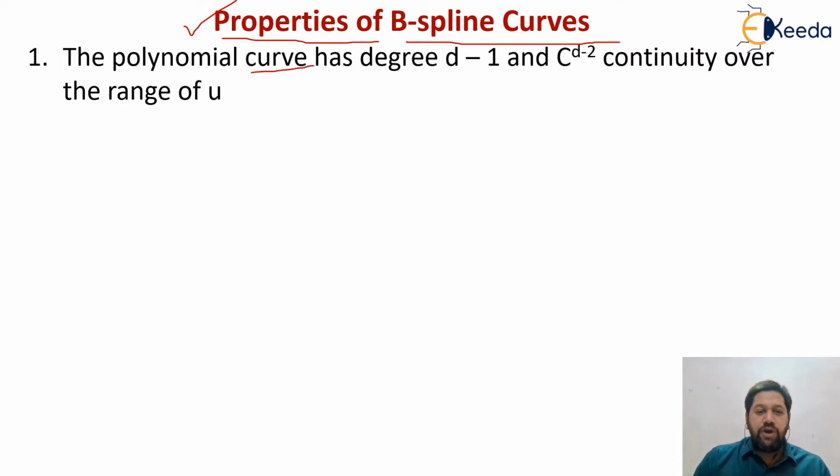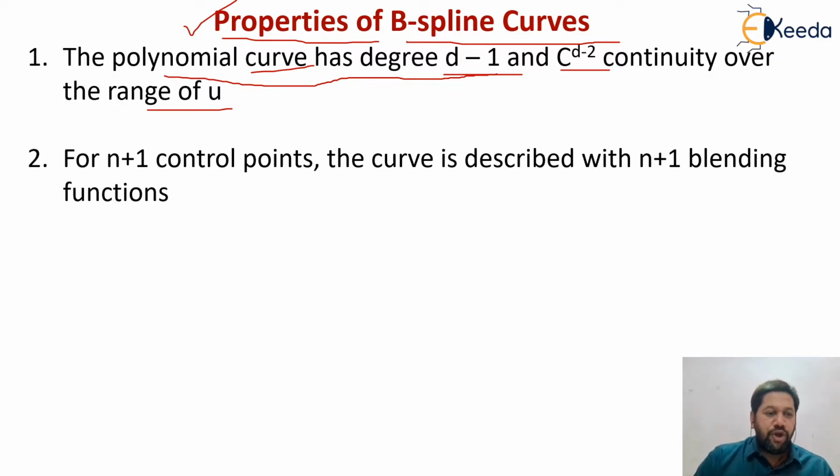The polynomial curve has a degree d minus 1 and C d minus 2 continuity over the range of u. So we have the polynomial curve with degree d minus 1. The value of d is minimum 2, so I have degree 1. If it is n, then accordingly we do this, and it has continuity over the range of u. So this is my first property of the curve. What is the second property?